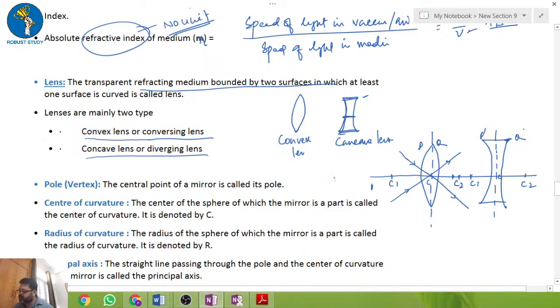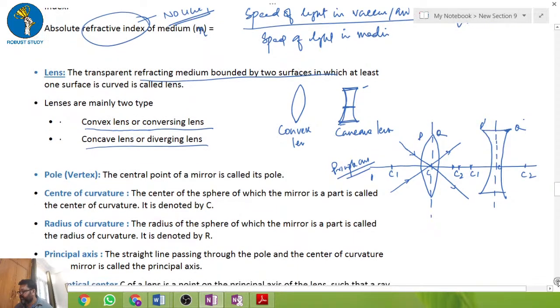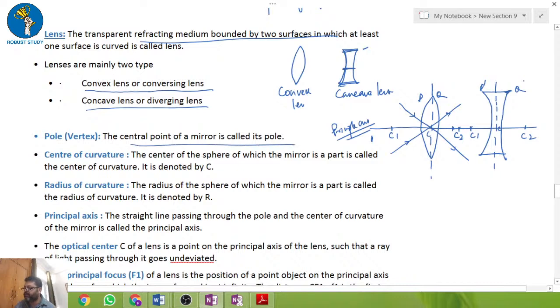Now this is called the principal axis. The center of the mirror is called the pole. It is the central point of the mirror. What is the center of curvature? The center of the sphere of which the mirror is a part is called the center of curvature, and it is denoted by C. So the centers of curvature here are C1 and C2, and C dash 1 and C dash 2.